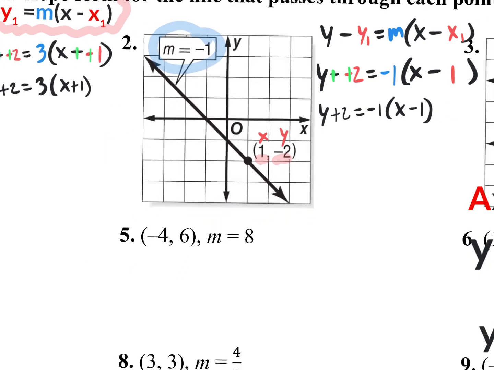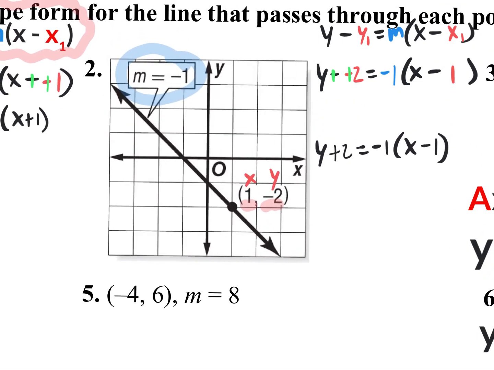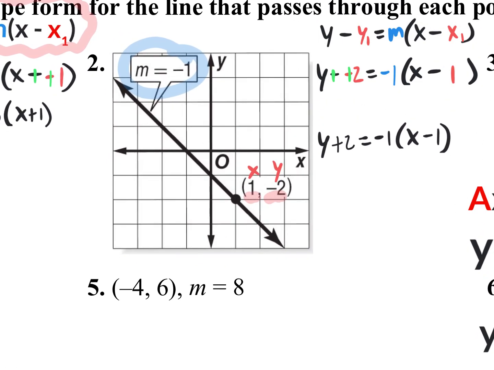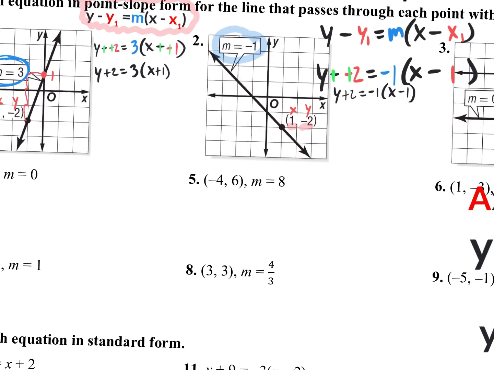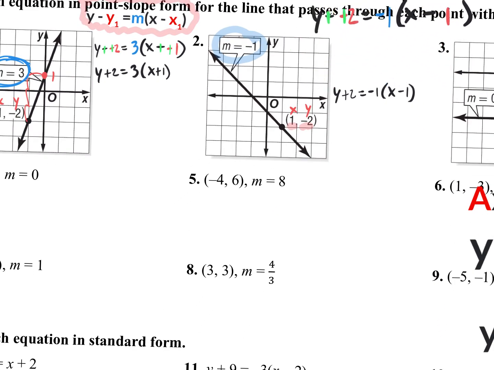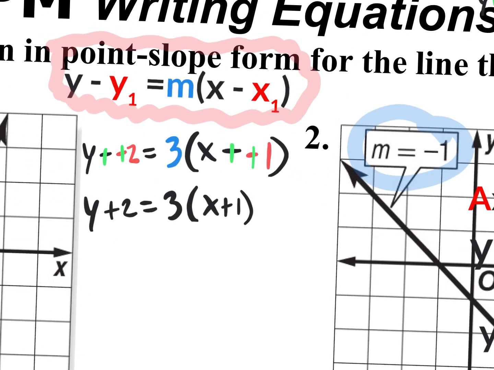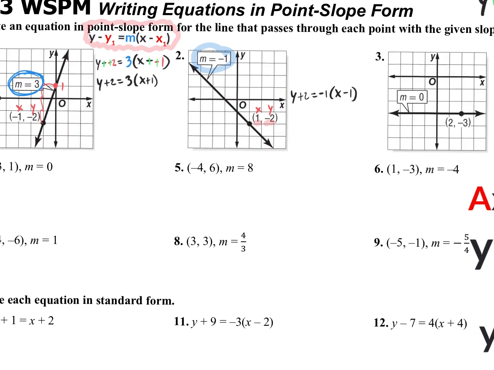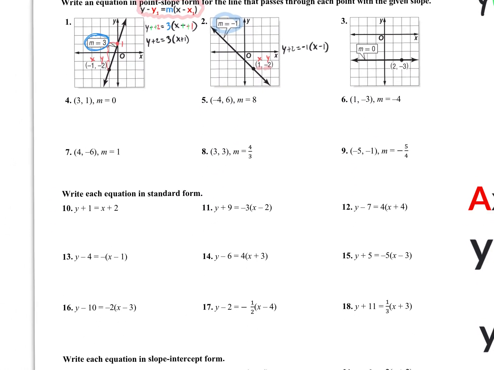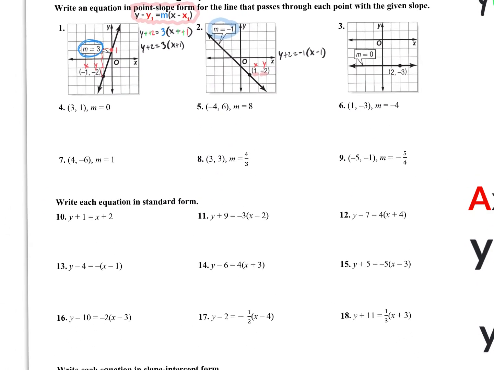As a matter of fact, this whole first part of the homework, it says write it in point-slope form. And that's what we're doing for questions 1 through 9. Which other one would you like to see? 4, 5, 6, 7, 8, or 9?